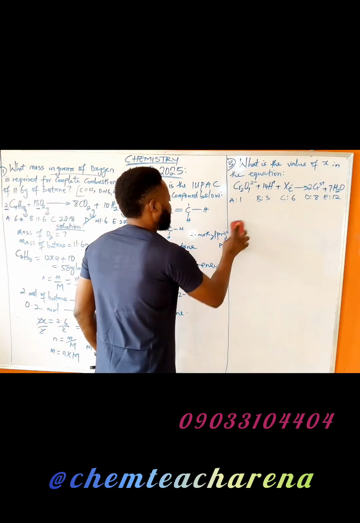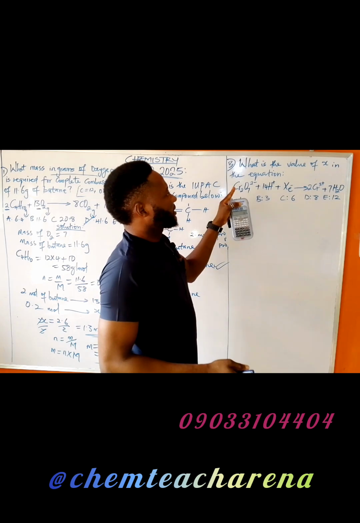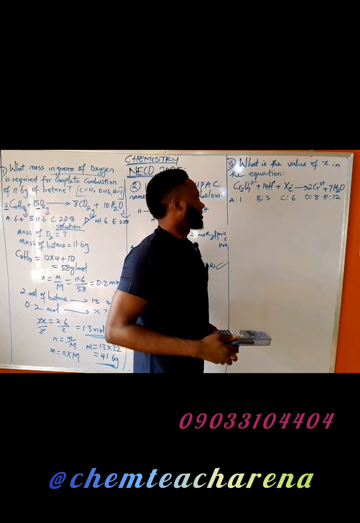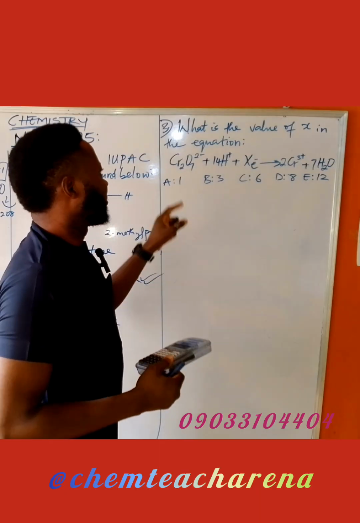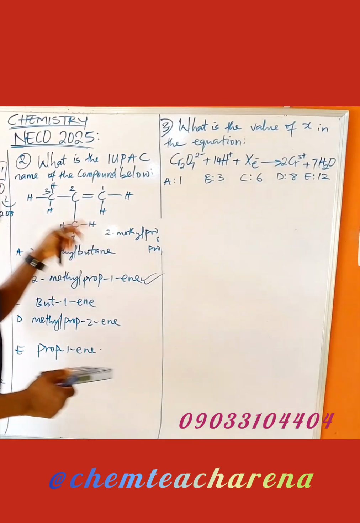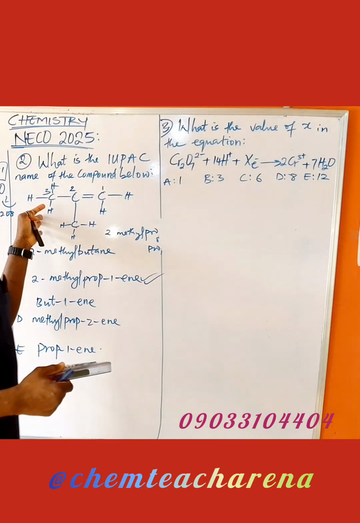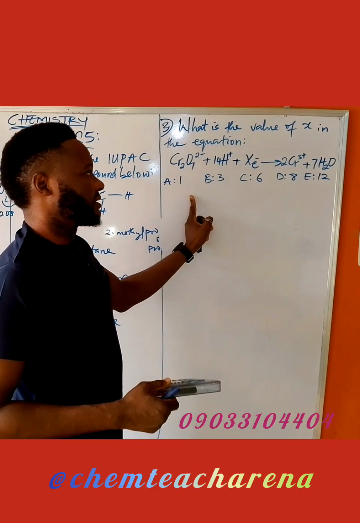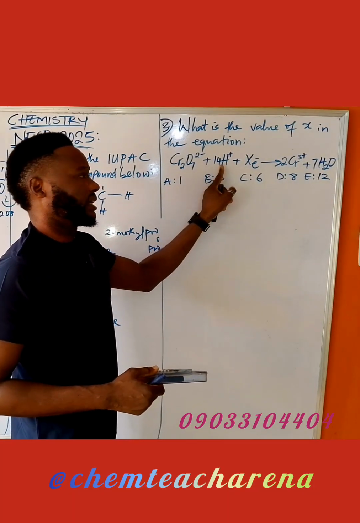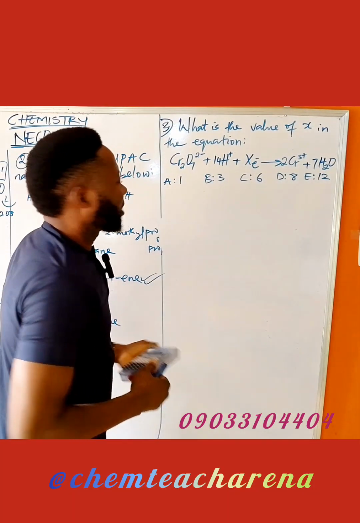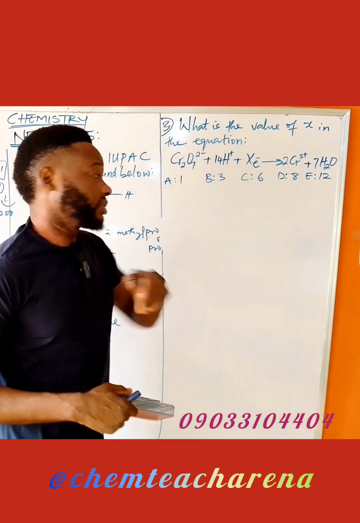The last question here is, what is the value of x in the equation below? Now, this is a redox reaction. The previous one was introduction to organic chemistry, and the one before that was stoichiometry. Here is balancing of redox reaction in acidic media. You can watch my video on this, where I explain everything in my channel.